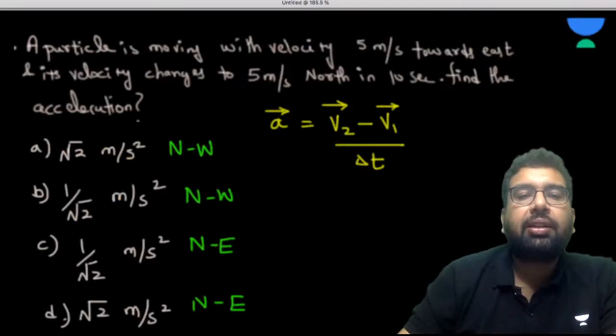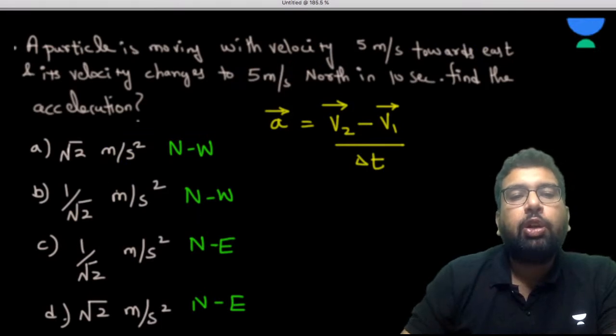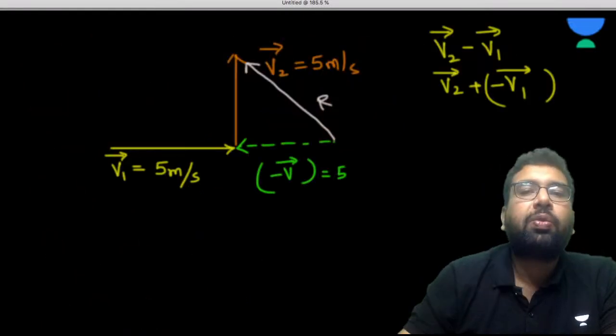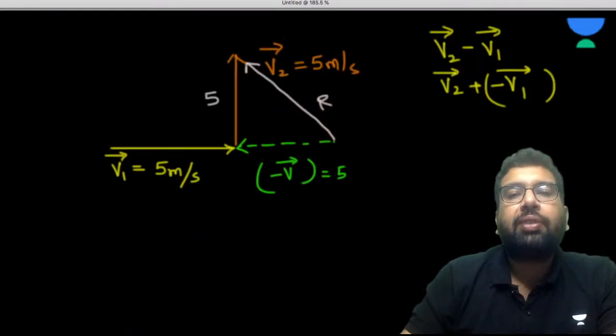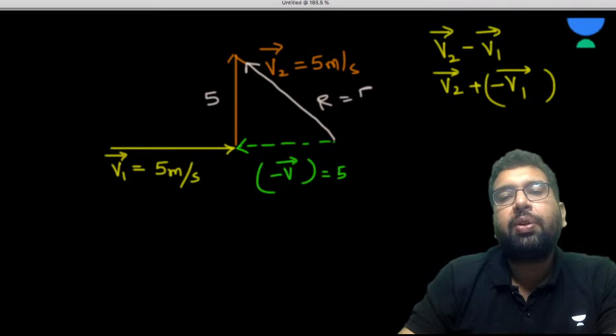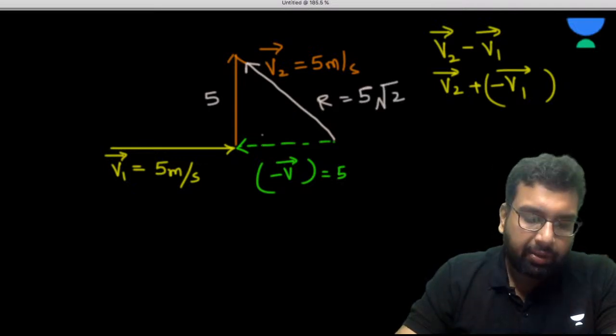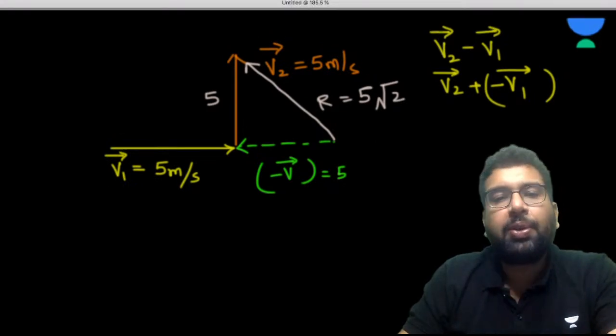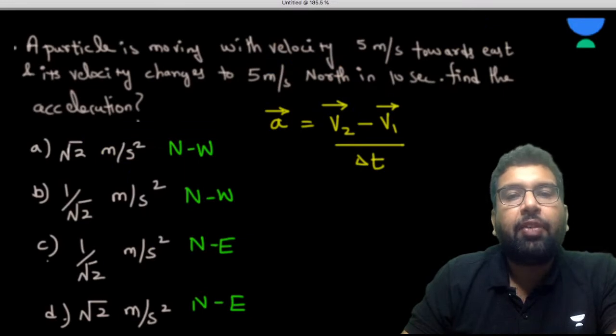So what is this direction, sir? This is going to be northwest direction. So it is not northeast. It is going to be northwest. And now see, this is 5. This is 5. So this is obviously 5 root 2. And a standard triangle, right? Pythagoras, isn't it? So it is going to be 5 root 2.